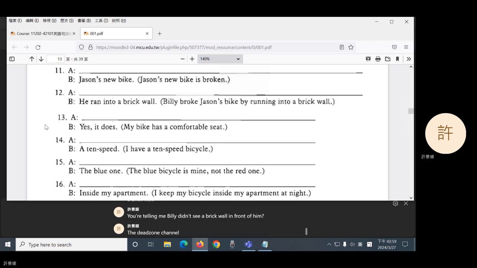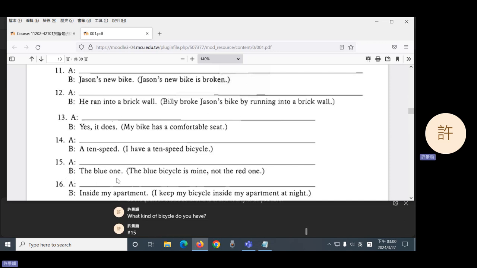Okay. 13, yes or no question. And it is the present tense. Does your bike have a comfortable seat? Number 14, this is an adjective. 10 speed. So it's a kind of bike. So the question should be, what kind of bike or bicycle do you have? What kind of bicycle do you have?